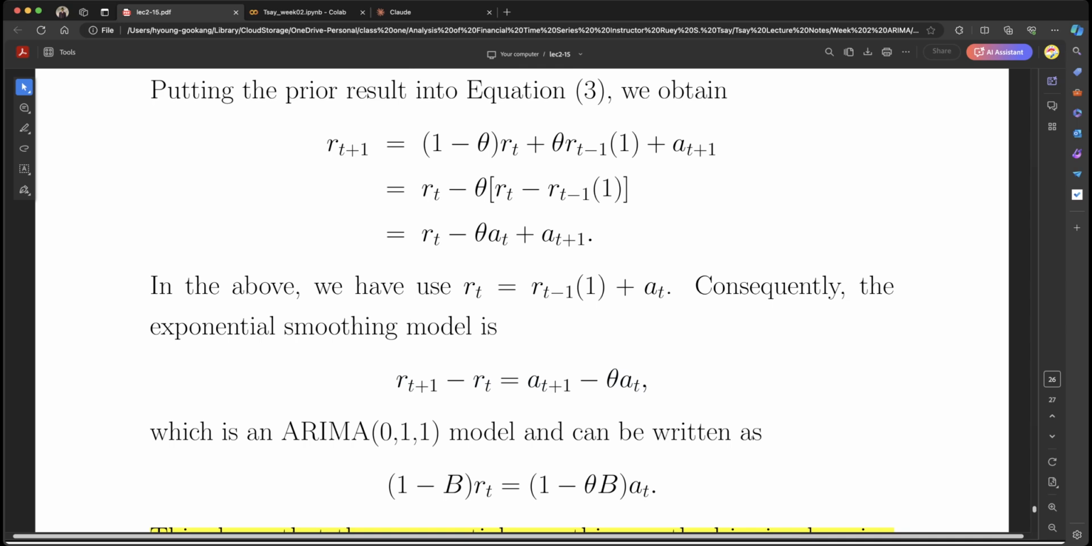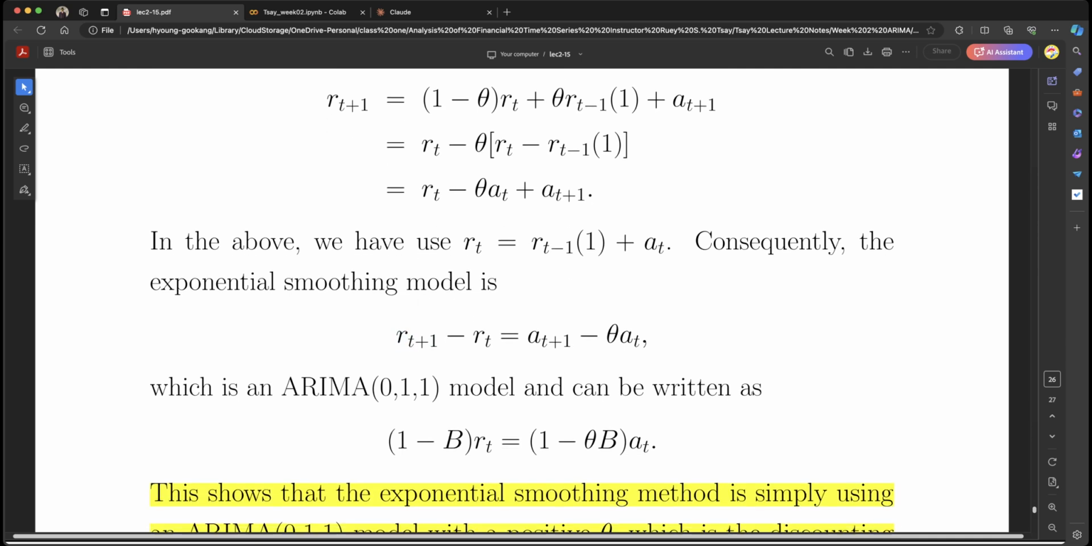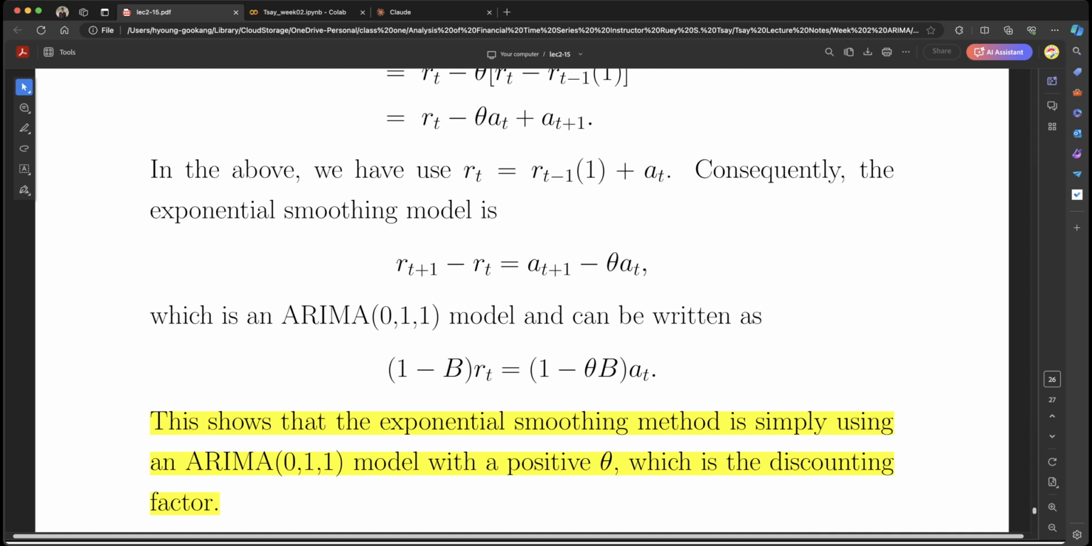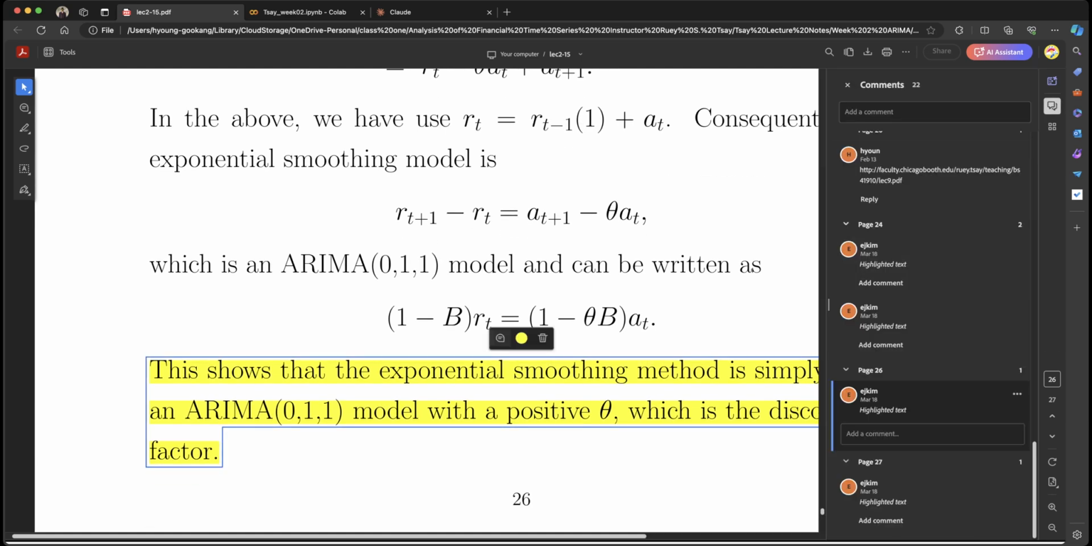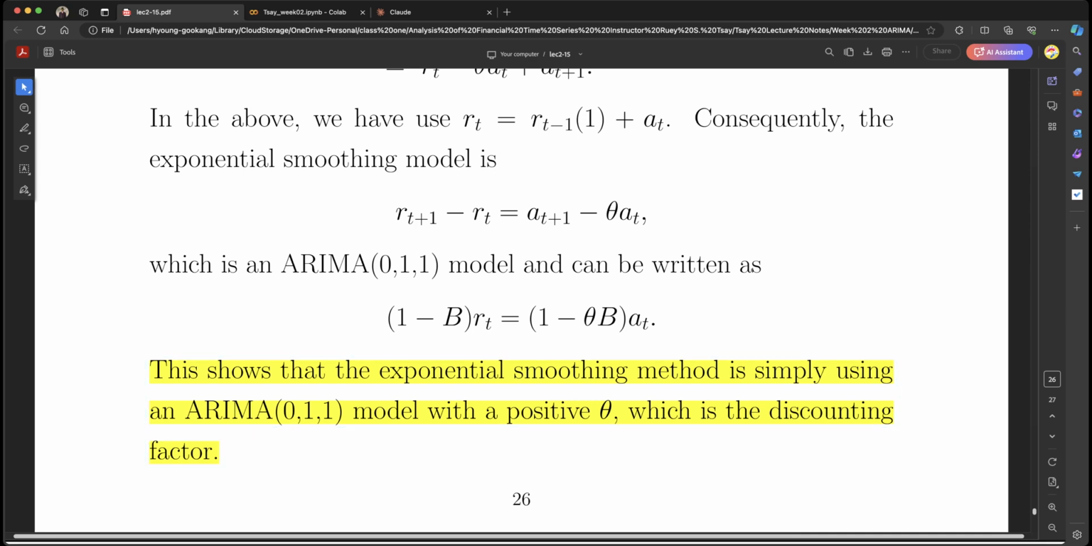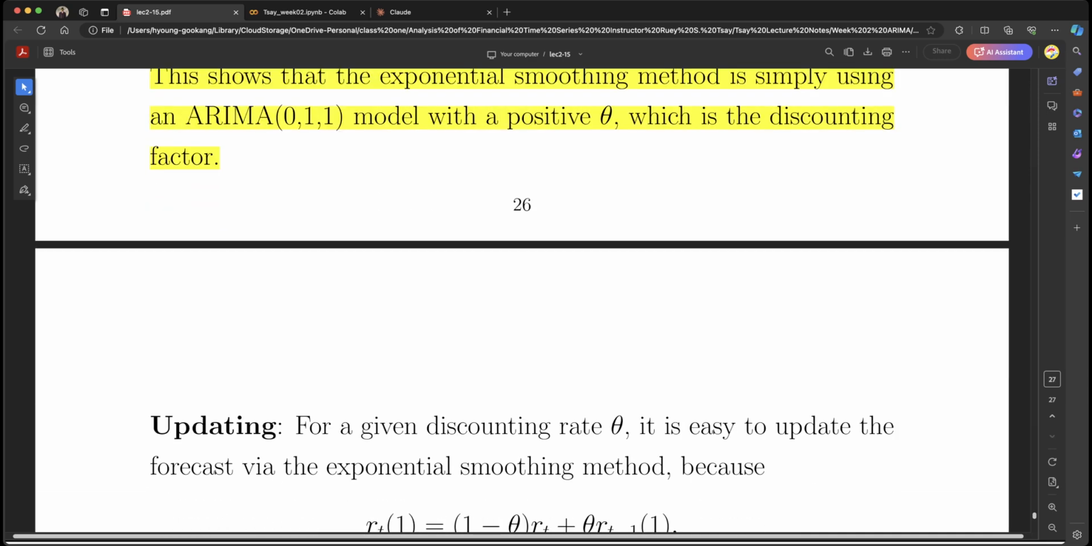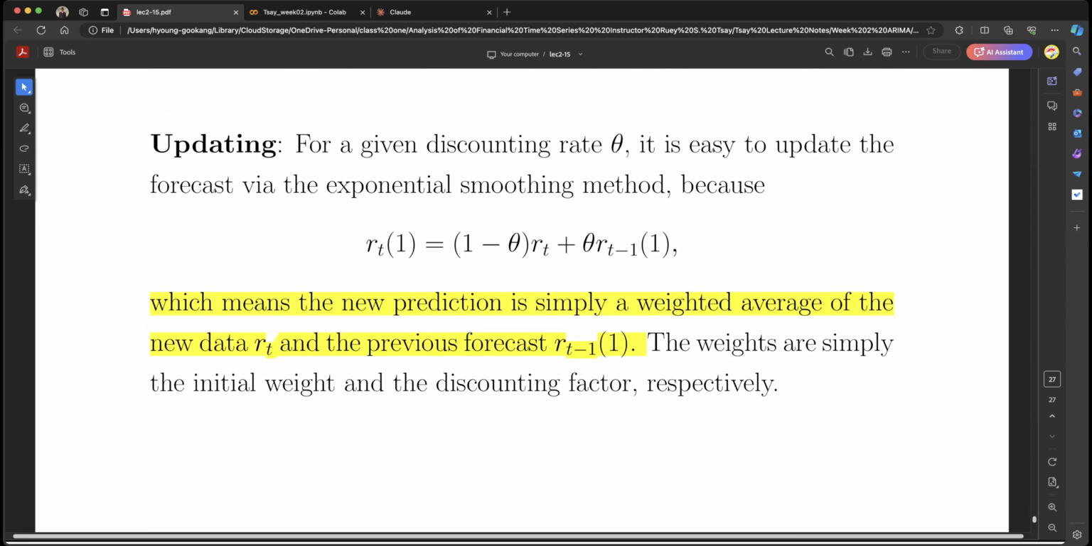Because here we have a unit root in front of this, it can be written as (1−B)r_t = (1−θB)a_t. This shows that the exponential smoothing model is simply an ARIMA 011 model with positive θ, which is a discounting factor. Now we have an updating rule for a given discounting factor θ. It is easy to update the forecast via the exponential smoothing method because our prediction is a weighted average of today's observation and, in some sense, the historical average, the past long-term prediction. Which means the new prediction is simply the weighted average of the new data r_t and the previous forecast, which is the accumulated history r_{t-1}. The weights are simply the initial weight and the discounting factor respectively, because 1 − θ is the initial weight.